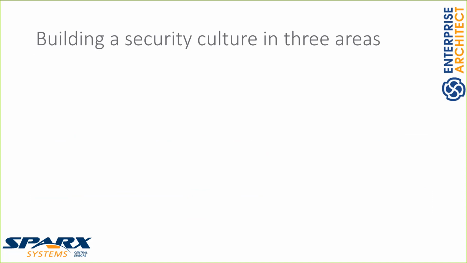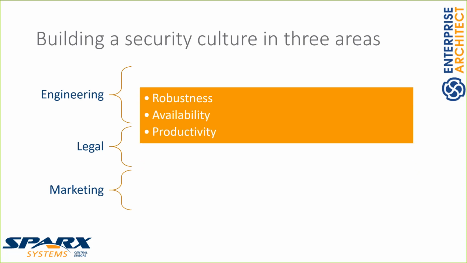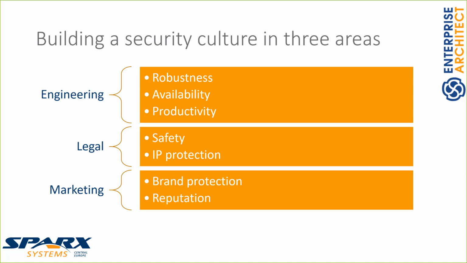All right. What are the technical and organizational requirements? Well, we have to build a security culture in three areas: engineering, legal, and marketing. In engineering, it's related to robustness, availability, and productivity. The legal department also plays a role: safety and IP protection. And marketing: brand protection and reputation.